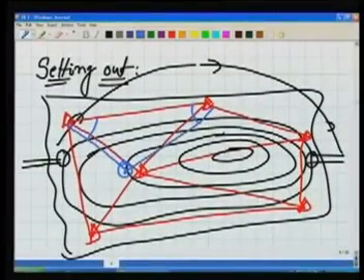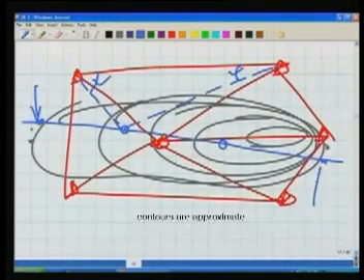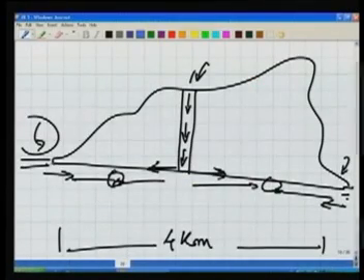Similarly, you also know the RLs. You know the RL of this point, the reduced level. You know the RL of this point, the reduced level. You know the formation level. The formation level is this.